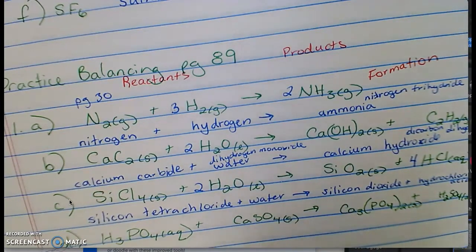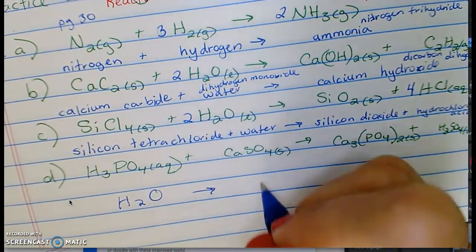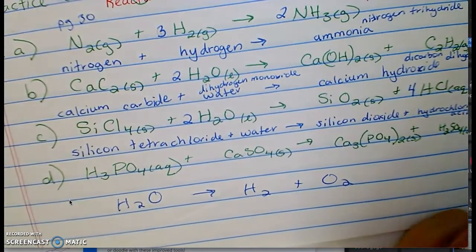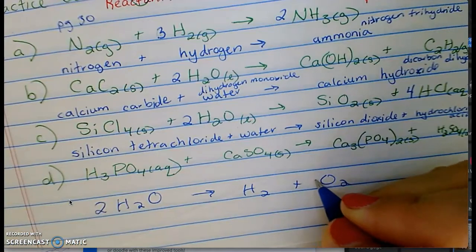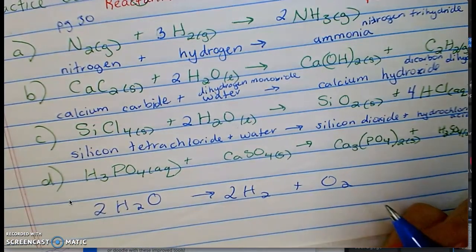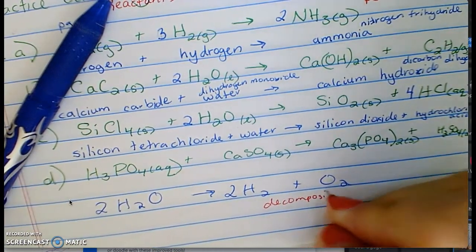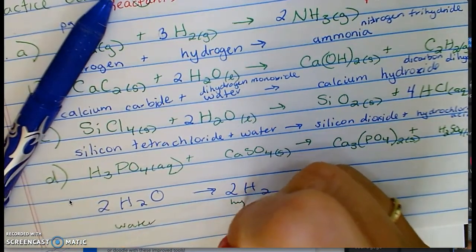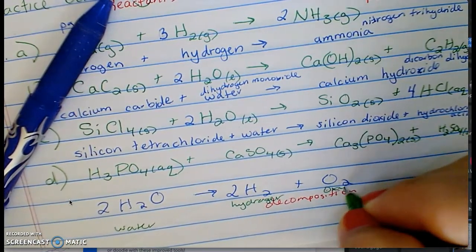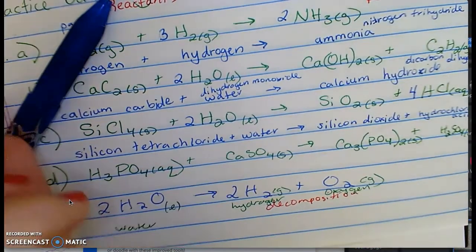Okay, we don't have any decomposition ones. So if we had a decomposition one, it would be like water reacts to form hydrogen and oxygen. Okay, so we would need 2 of these and 2 of those. Okay, so that would be decomposition. And if we were labeling it, we would call that water, hydrogen, oxygen, and we would put the states, liquid, gas, gas. Okay, but that's not the question we're on.